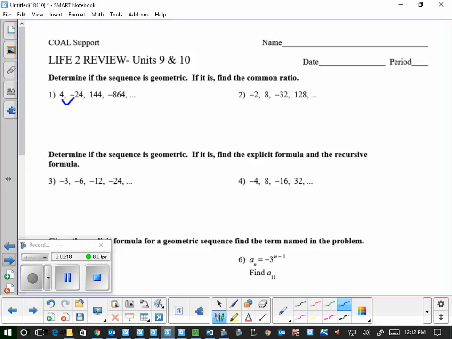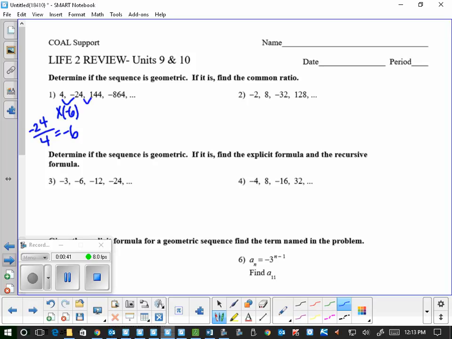So the first thing I do is figure out what you multiply by first and then see if that pattern continues throughout the whole sequence. The easiest thing is to do negative 24 divided by 4, and you get negative 6. So we multiply by negative 6. 4 times negative 6 is negative 24.